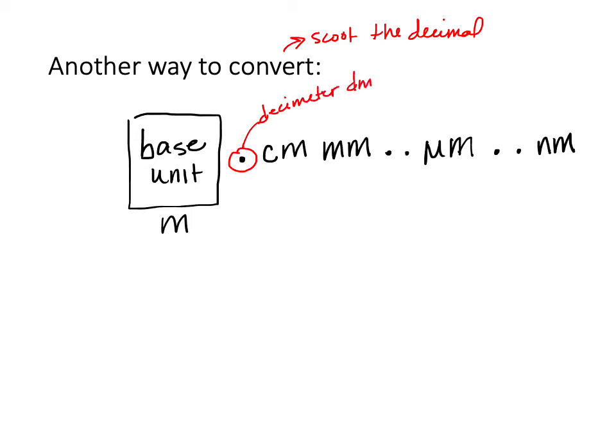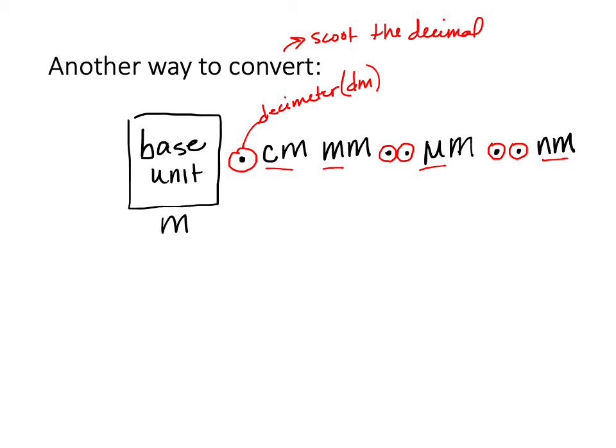We never use decimeters in biology, so rather than have you worry about what this unit is called, I've just put a placeholder here. And that's what these other dots represent as well. They're just placeholders so that we can remember how far away from a meter centimeters, millimeters, micrometers, and nanometers are. So these are the most common units of measurement that we'll use in biology.